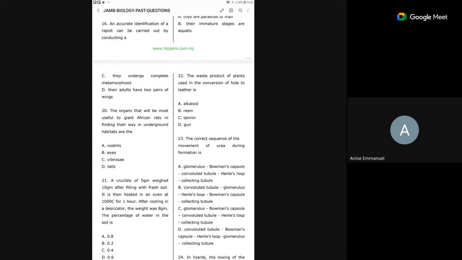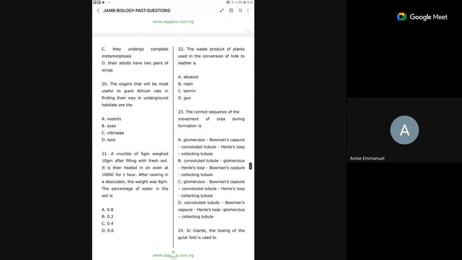So do they use their nostrils for that, or the eyes, the vibrissae, or their tails? The organ used by African rats is the vibrissae. What are vibrissae? They are those facial hairs, those whiskers around the mouth. So they are actually used for finding their way in underground tunnels. So go to the next one.